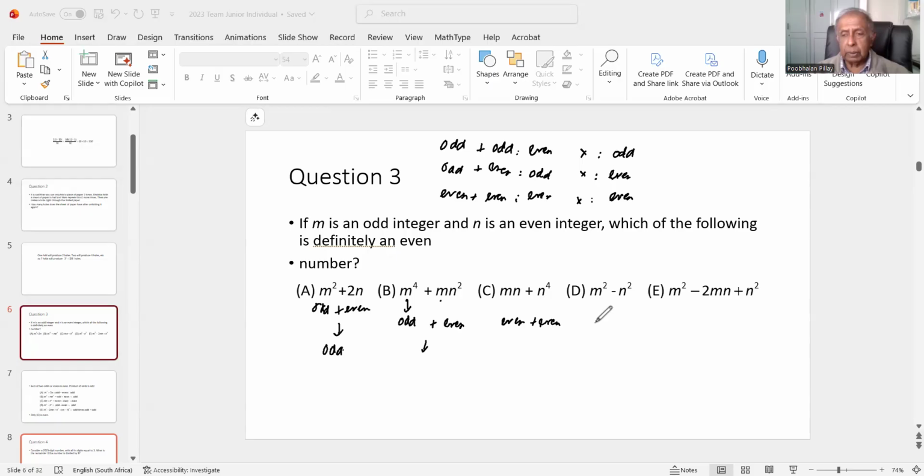And here you have m squared is odd squared, odd times odd is odd, minus, and even times even is even. And odd minus even will be odd again. And so this is even, it's odd. And here you have odd, even, and again you have odd here. So the question is, which of these is definitely an even number? And this is the only one, C. Okay, so let's get on to the next problem.